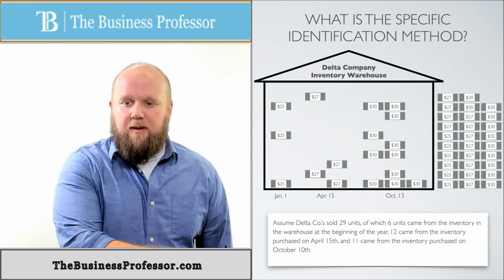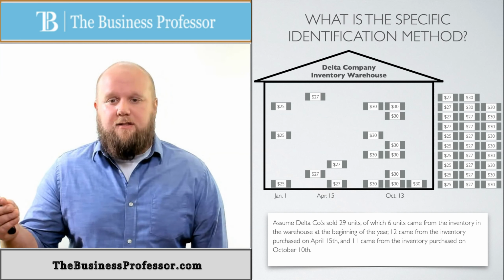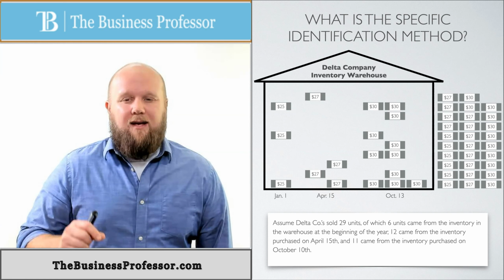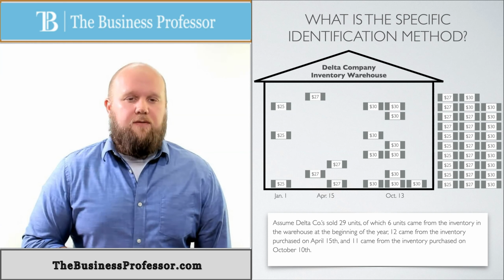That's my ending inventory balance. Everything outside the warehouse is what my COGS is because I've sold those. Therefore, I need to expense them. And that's how you do specific identification conceptually.